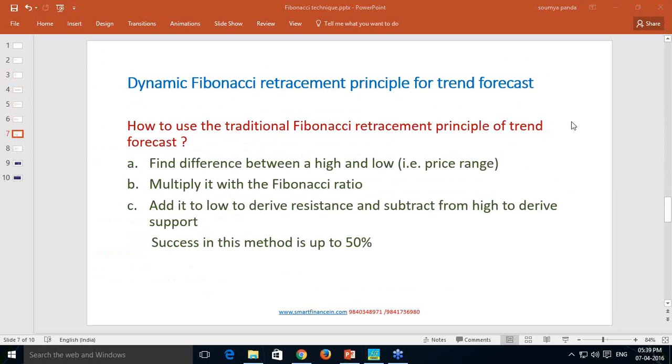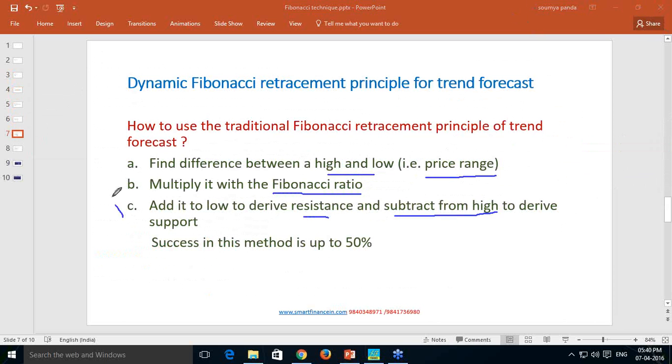So these two things you are going to get now: how these two different approaches to the Fibonacci ratio we are going to implement. In the traditional method of Fibonacci retracement, what we used to do is find the high and low difference, which is known as your price range. We need to multiply it with the Fibonacci ratio to get the Fibonacci price range, and add it to the low to derive the resistances, and subtract it from the high to derive the supports.